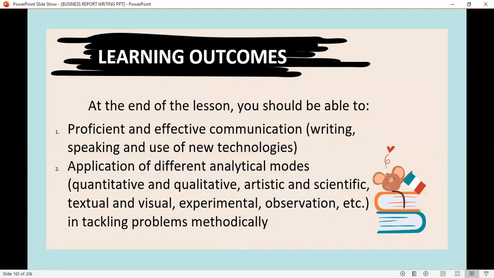At the end of this lesson, you should be able to be proficient and effective in communicating with others in a way such as writing, speaking, and use of new technologies, application of different analytical modes, and in tackling problems methodically.